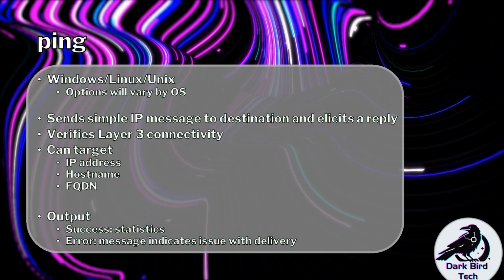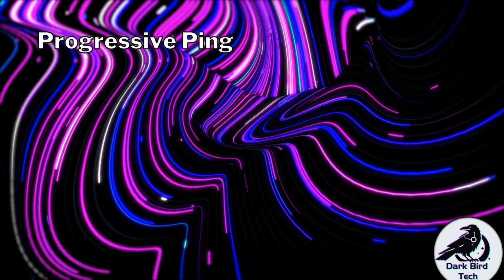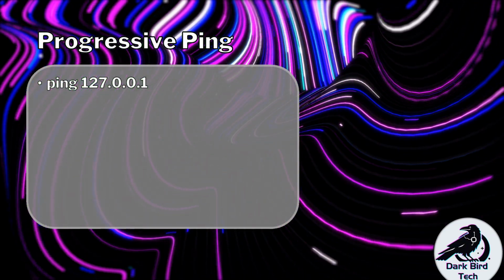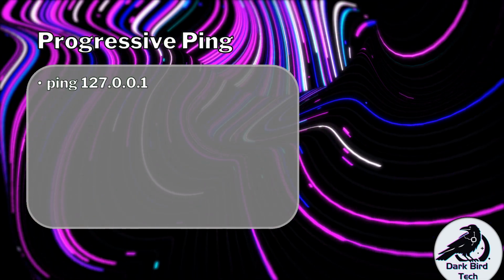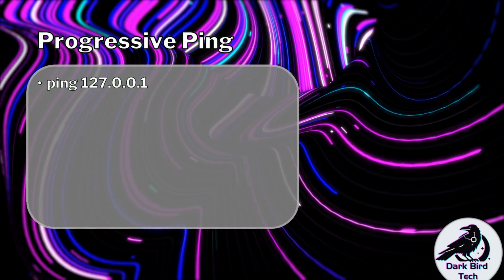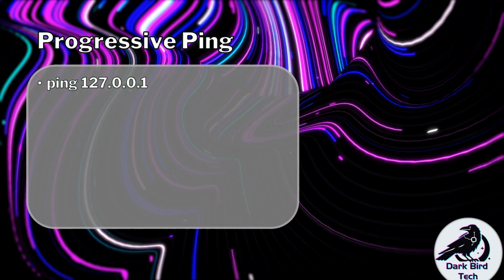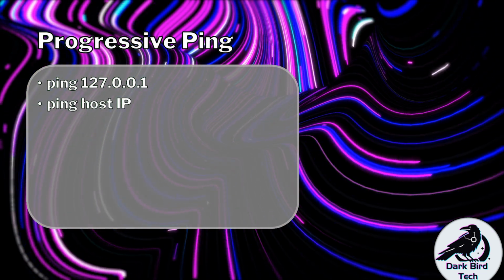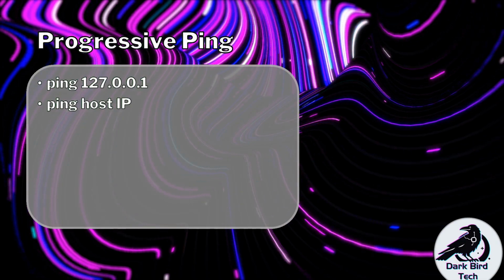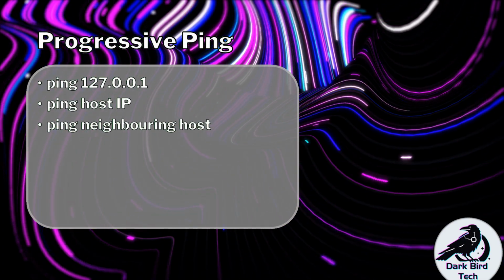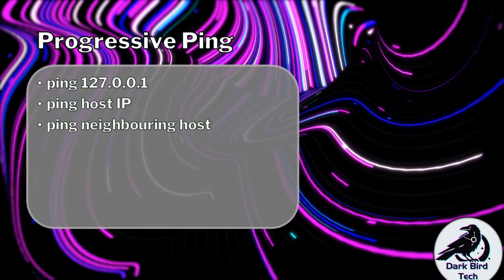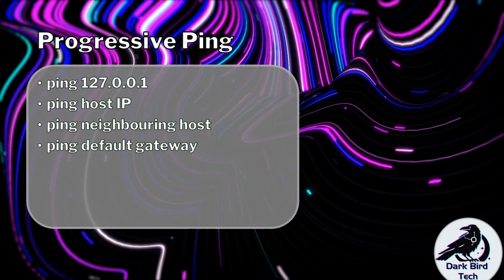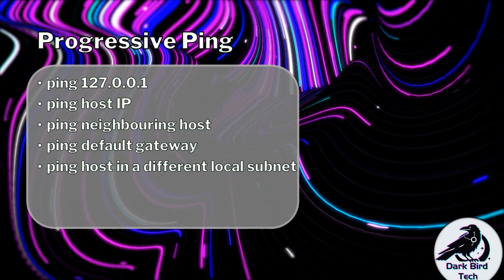You can also use ping in what's called a progressive ping test, where you first ping a 127 IP address. Most people use 127.0.0.1 because it's quicker to type. What you've done is prove that your TCP/IP services are installed and working correctly, which nowadays they usually are. Then you would ping your own IP address to check that that is working fine as well. After that, you might want to ping a neighboring host in the same LAN segment as you to see if you get a reply or not. Then you would ping your default gateway to see if you can get a packet to the router. And then you might want to try pinging another host in a different local subnet.